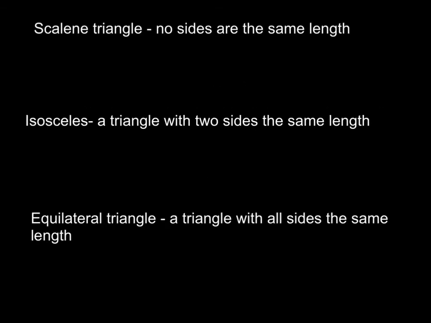We can also look at a triangle and base it on the sides. So you have a scalene triangle, means that none of the sides are the same length. So that's scalene. They all have different lengths. When you have an isosceles triangle, that means two of the sides are the exact same length and the other one is not.